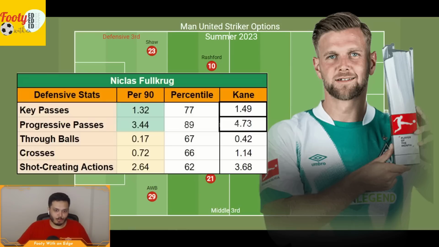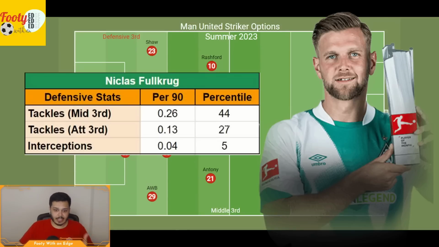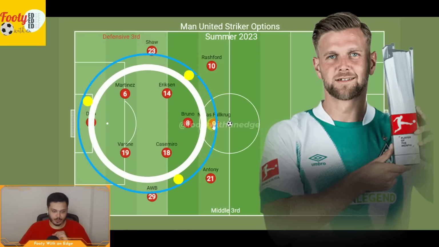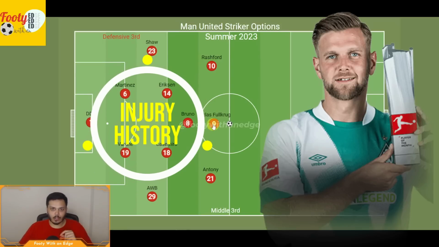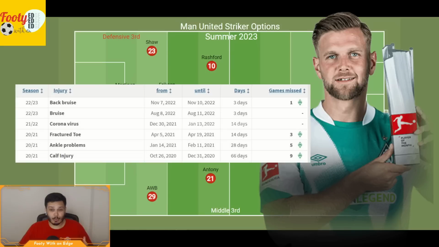But it is important to remember that he currently plays for a mid-table side in the Bundesliga, so his play style for them is going to be very different. I think if he played for a much better side like United, who have most of the ball in most games, he has potential to look a lot better. In terms of defensive stats, again, there's nothing special here, so let's move straight on to injury history. And Füllkrug is pretty good with injuries. Since April 2021, he has only missed 1 game for Werder Bremen, which is pretty impressive for a 30-year-old.